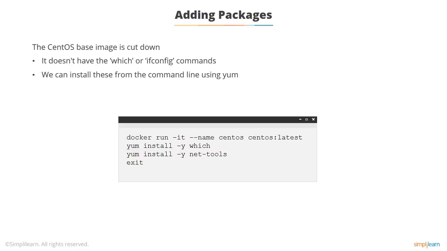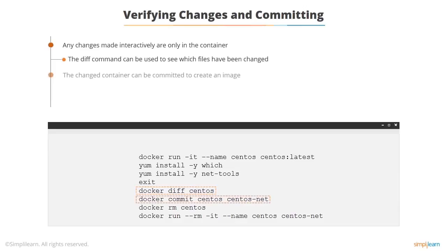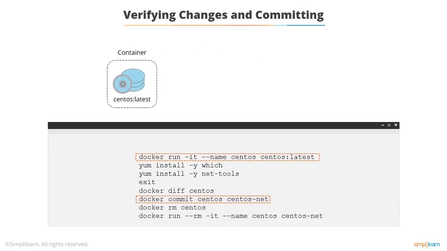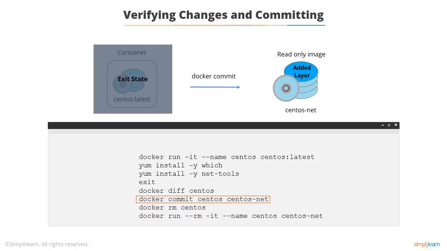You can then do a docker diff, and it will tell you which files have changed. You probably get a fairly long list from that. And then you can commit the container to an image. We ran the container and it exited, so the container was still there, but in a stopped state, which is what it needs to be. We did a diff to check what was there, and then we did a docker commit on the stopped container called CentOS, to create an image called CentOS-net. That basically turned the container into a read-only image with another layer added, which is the stuff we installed on top of the existing CentOS.